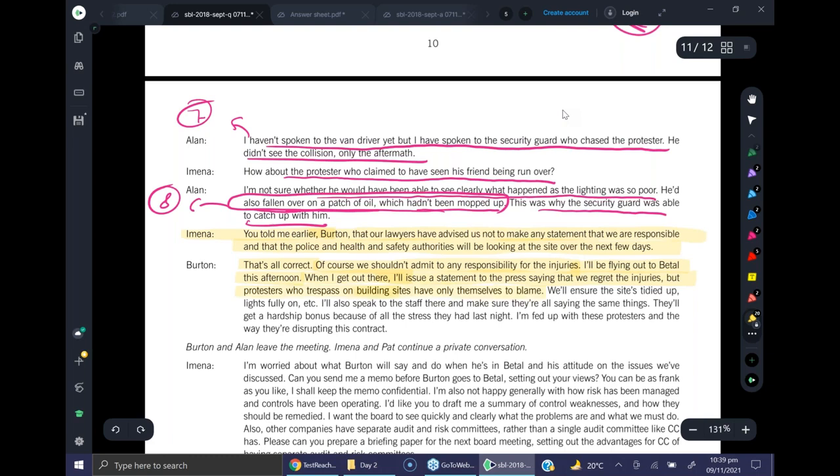We'll ensure that the site is tidied up, lights fully on, etc. I will also speak to the staff there and make sure that they are all saying the same things. They'll get a hardship bonus because of all the stress they faced last night. I'm fed up with these protesters and the way they are disrupting this contract.